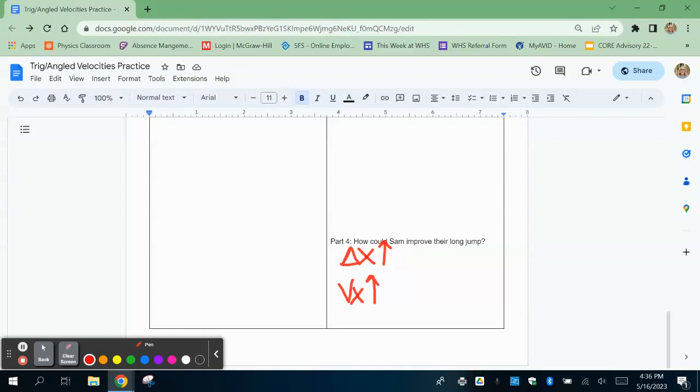So whether that's jumping at that 20-degree angle with a greater initial velocity, that's going to increase our Vx. Or if we are jumping at a different angle, we need to find an angle that would increase our Vx in order to increase our delta x. So how could Sam improve their long jump? They could jump a little bit faster or start with a quicker initial speed. That would improve their long jump.